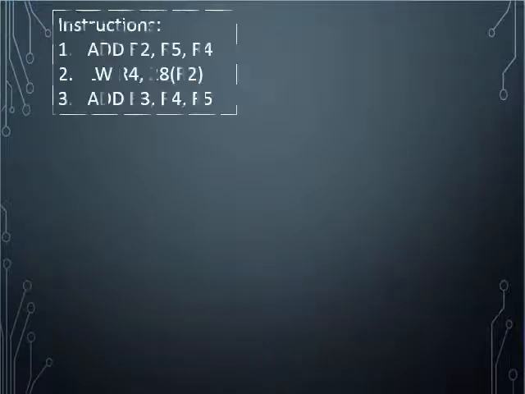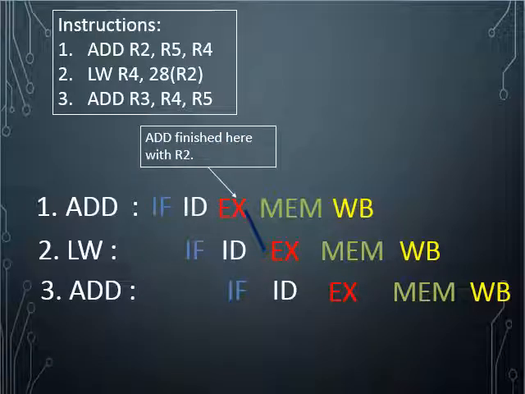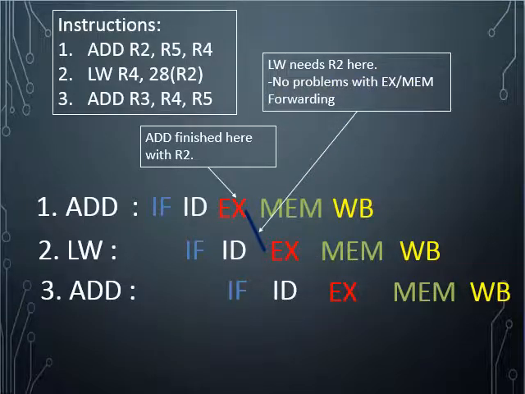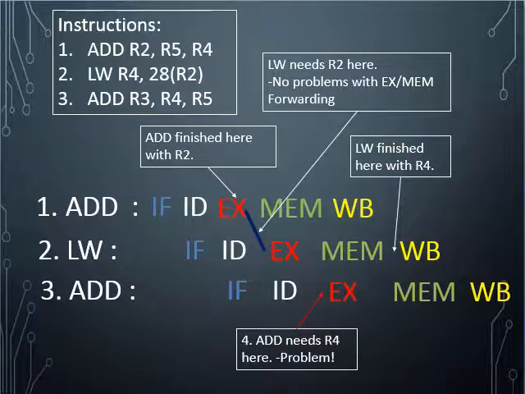From the diagram, we see that the add instruction finishes its execution of register 2 in the EX stage. With EX-MEM forwarding, it can be sent directly to the EX stage of instruction 2. This means that there are no hazards with this dependency. For the next cycle diagram, we see that the load word finishes with register 4 in the MEM stage. Load word needs the MEM stage to complete its instruction. Instruction 3 needs register 4 before it is ready. Even with MEM-WB forwarding, we can see that the third instruction is one cycle ahead. So what do we do?